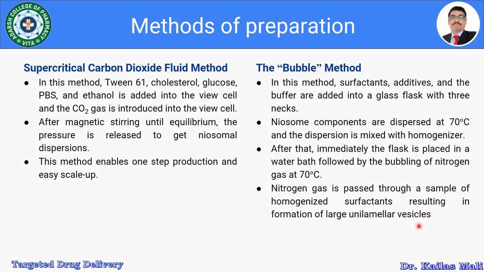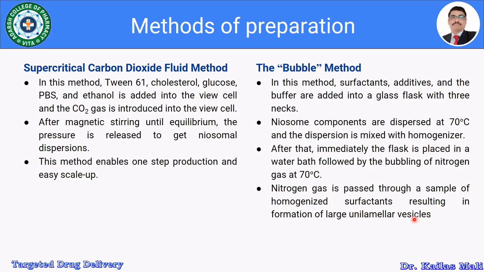So in the case of the bubble method, surfactants, additives, and the buffer are added into the glass flask with 3 necks. Niosome components are dispersed at 70 °C, and this dispersion is homogenized. After that, immediately the flask is placed in a water bath followed by the bubbling of nitrogen gas at 70 °C. The nitrogen gas is passed through the sample of homogenized surfactant, resulting in the formation of large unilamellar vesicles. These are a few methods which are widely used to prepare niosomes.